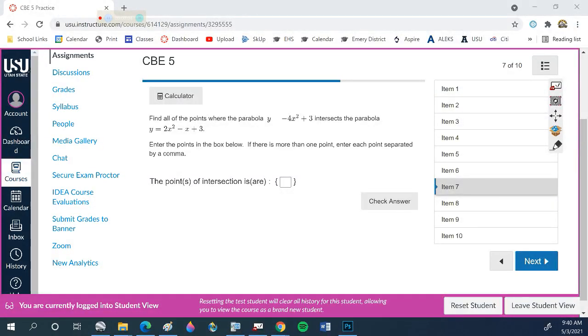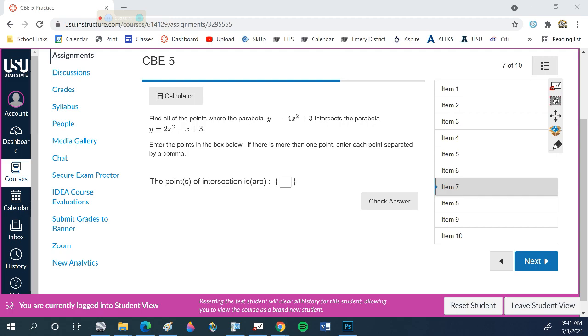Okay, this is part 2 video. We're going to do number 7 again. Here we have two parabolas. In how many places can two parabolas intersect? 0, 1, or 2. Okay.